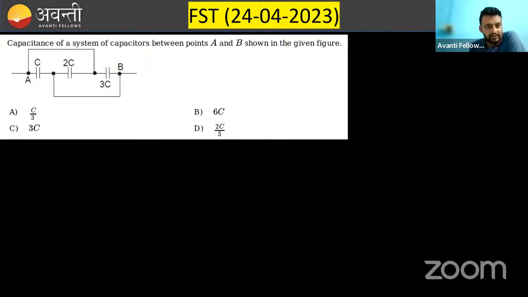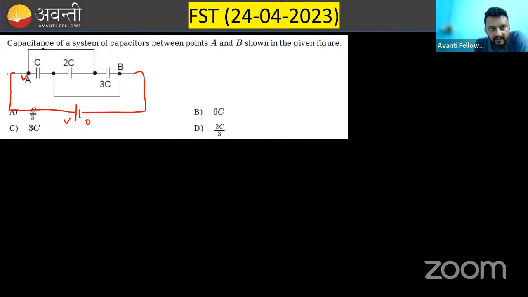Capacitance of a system of capacitors between A and B as shown in the figure. Now, the points about which they are asking, place a battery along these two ends. I have placed a battery. Let's suppose this end has a potential V, this end has a potential 0. So the wire is going at point A, so point A will have a potential V.